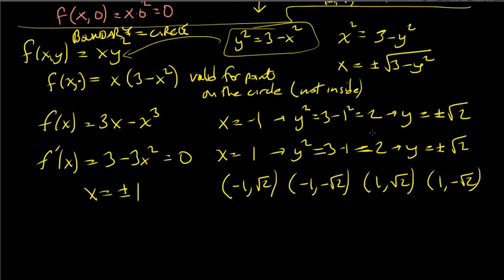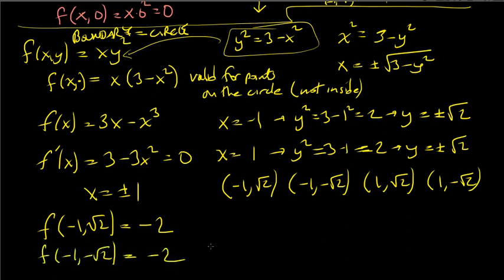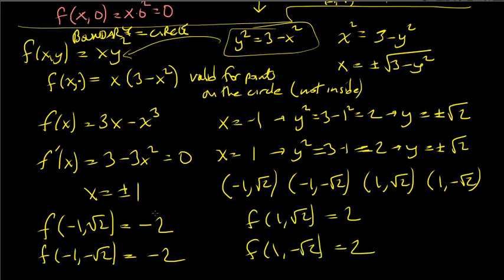Okay, so 4 possibilities here. What do we do with these? Well, we want to know which one is the biggest and which one is the smallest. So plug them into the function, find z. This is just going to be negative 2. This is also negative 2. And when x is 1, I think we just get positive 2 in both cases. So we have a choice between negative 2 and positive 2.